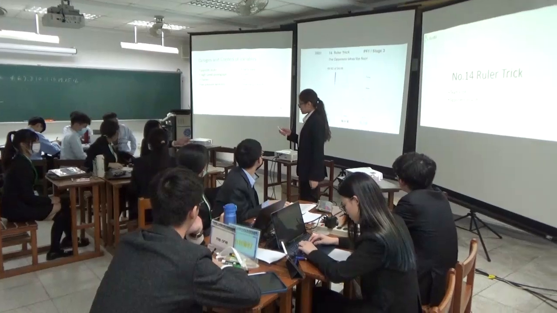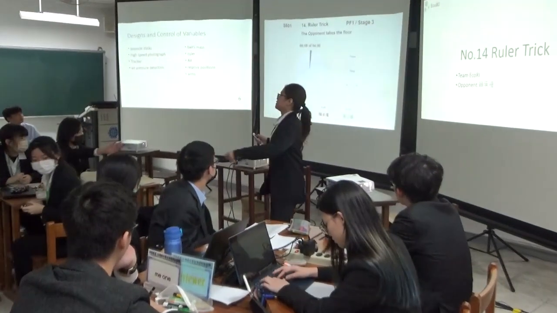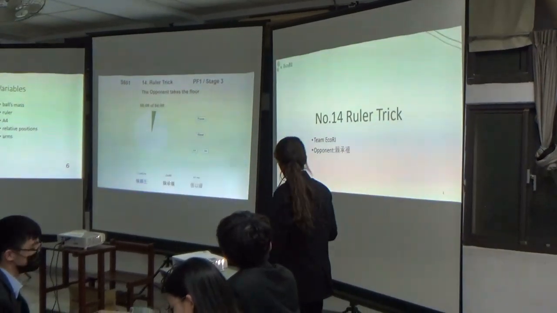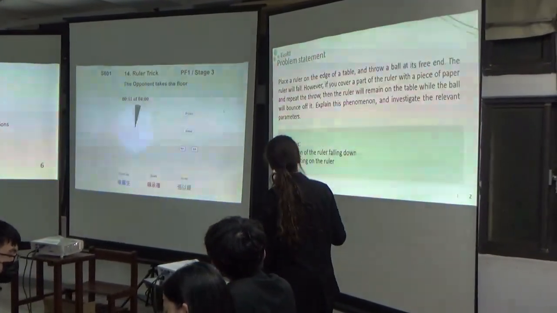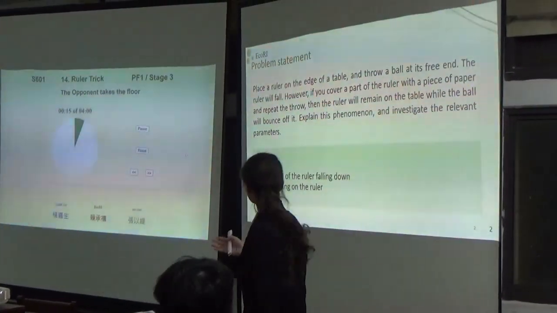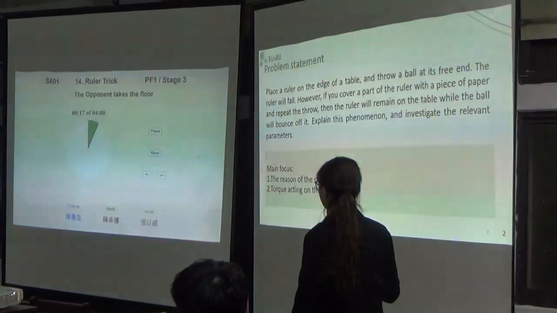Hello everyone, my name is S601 PF1. And today I'm going to oppose problem number 14, ruler trick. And here is our problem statement. For this problem, we are going to mainly focus on the reason for the ruler falling down and the torque acting on the ruler.